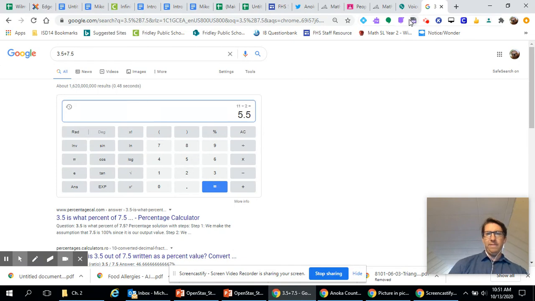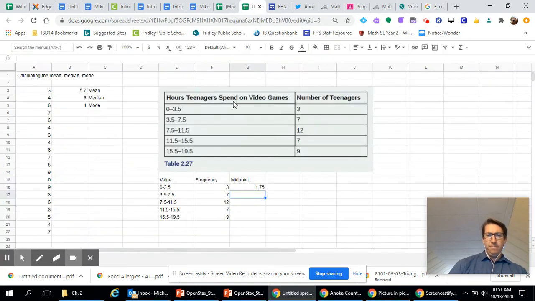5.5. Could probably do this in our head even. 7.5 and 11.5. What's that? 19. Half of 19 is 9.5. Then 11.5 and 15.5. What's that? 27. So 13.5. And I can see how this pattern is going up by, I can just highlight this and extend that pattern. It's going up by 4 each time. So there's the midpoint. There's the frequency.